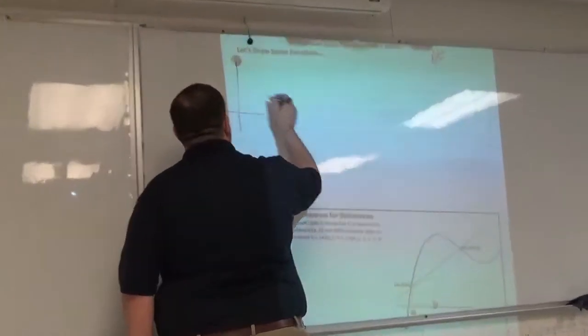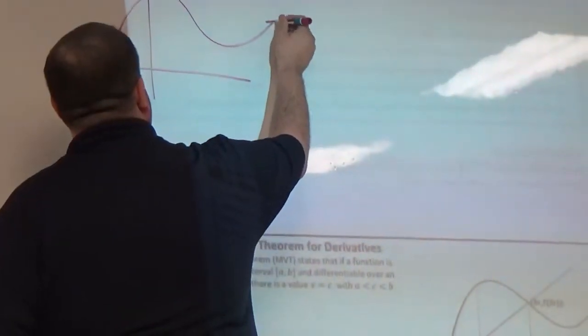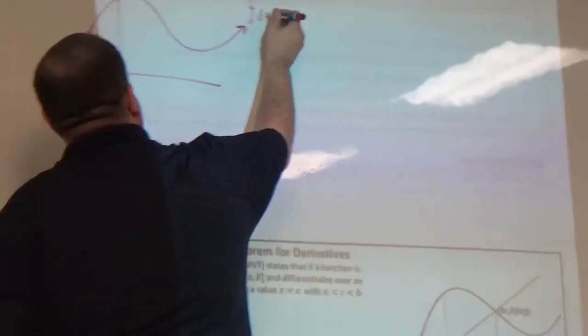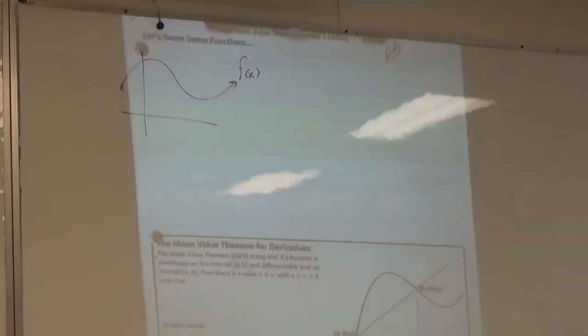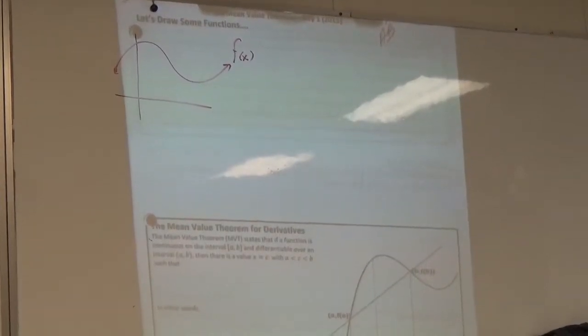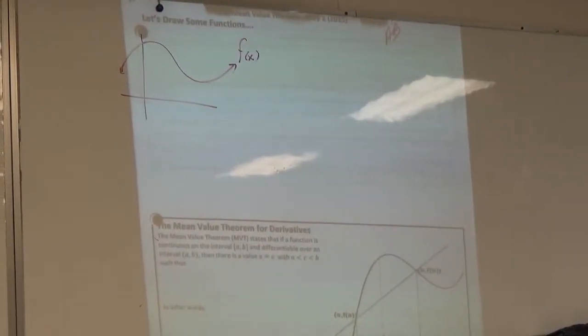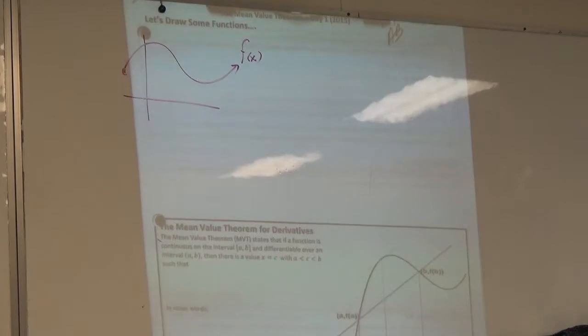So for my function, I'm gonna grab this guy right here. I'm gonna call it f of x. Great. Okay. Graphing a function, please. Okay, next step. Pick 2 points on your function.